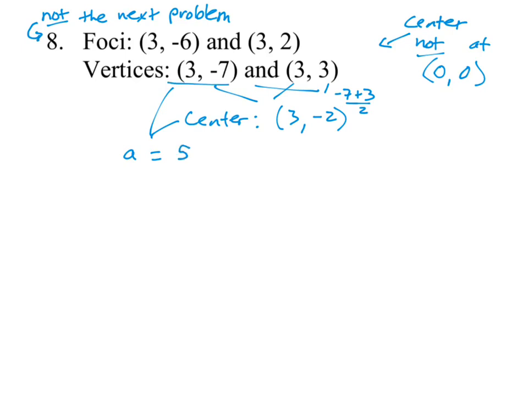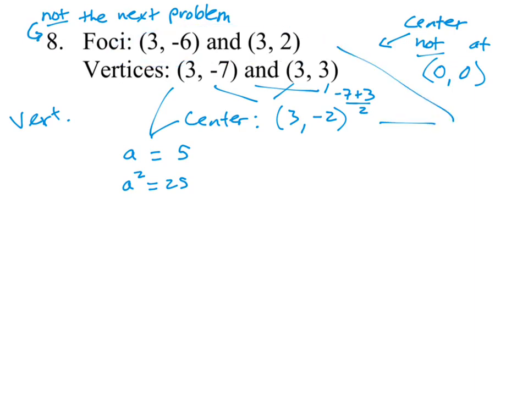And in doing that, you can see the y's are changing, so that's going to make this a vertical ellipse, not a horizontal one. A is going to be 5, which means a squared is 25. And we don't have the b, so we can't get b squared directly.